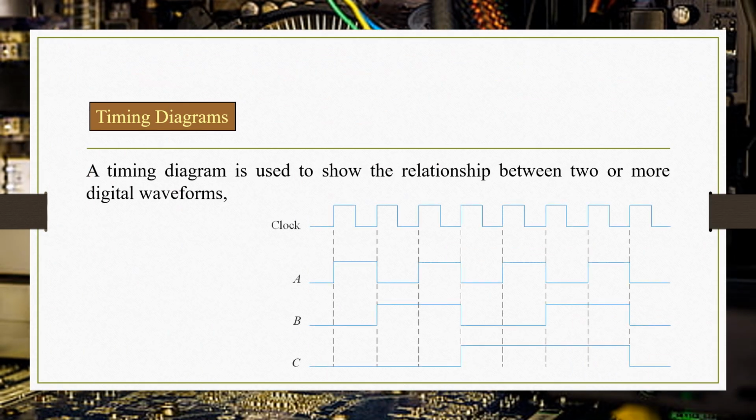A timing diagram is used to show the relationship between two or more digital waveforms. Here, the diagram shows the relationship between the digital waveforms A, B, and C based on the common clock signal.